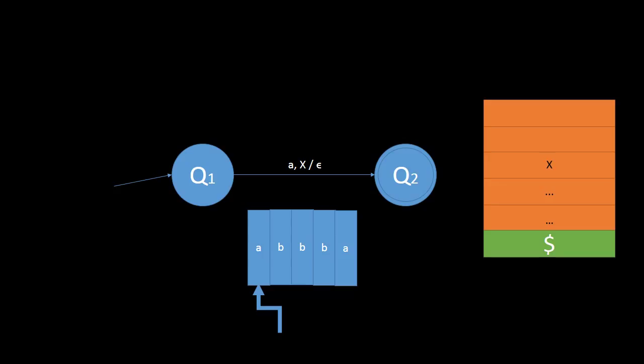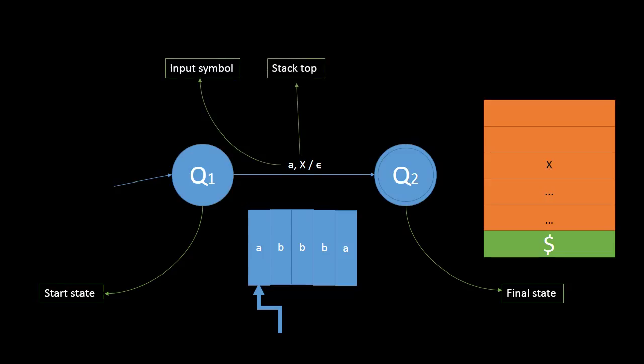Let's have a look at the pop operation. Over here we have the start state as Q1, the final state as Q2, A as the input symbol and X as the stack top. Now, when we have the start state as Q1, input symbol as A and stack top as X, then we replace the topmost character with epsilon. Epsilon is the null character and it means that the topmost character is replaced with nothing, which pops off the X, like so.